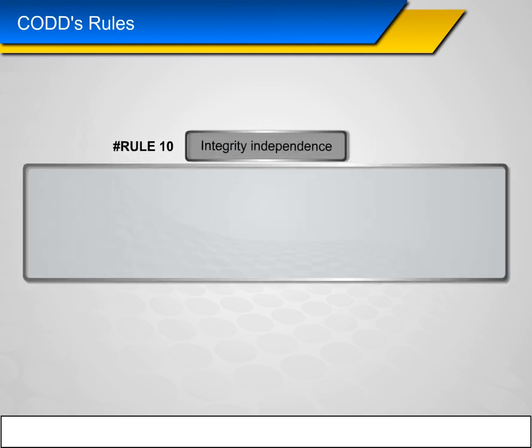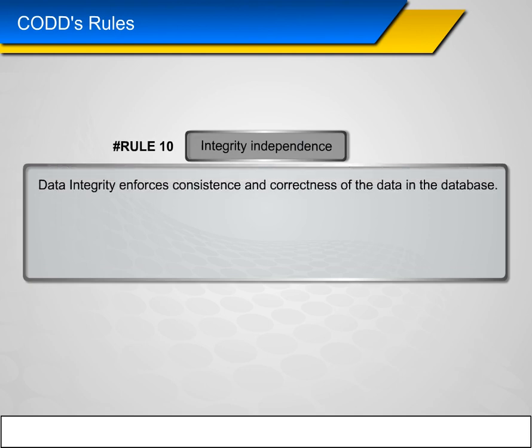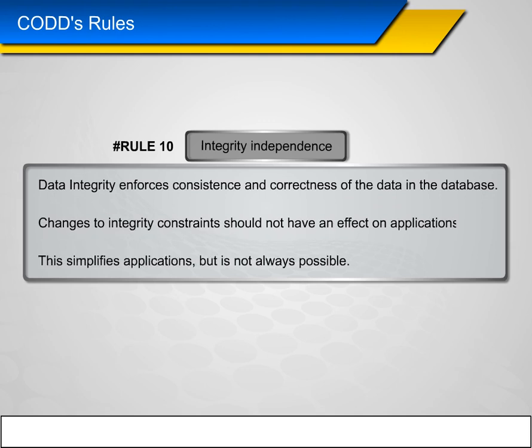Rule 10, Integrity Independence. Data integrity enforces consistency and correctness of the data in the database. Changes to integrity constraints should not have an effect on applications. This simplifies applications but is not always possible.